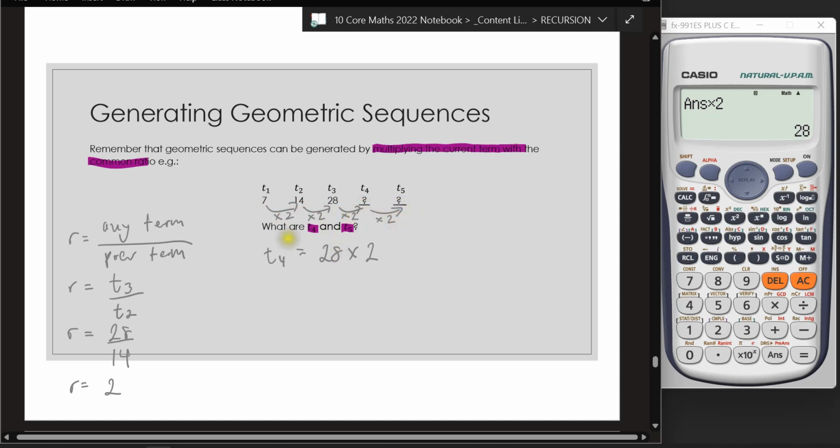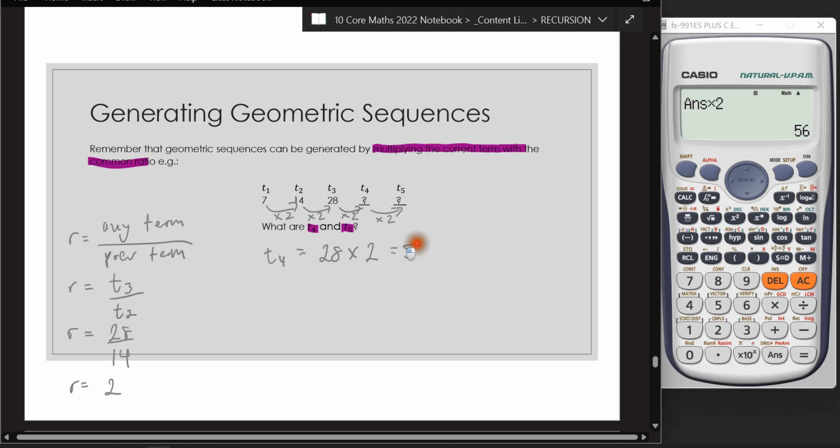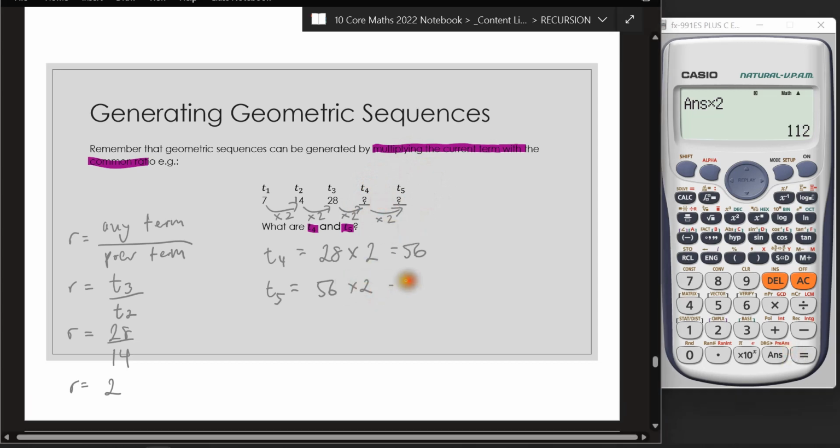Okay, so make sure you show your working out like this. So in this case, term 4, let's press enter here, is 56. Okay, and then term number 5 is the same thing. It's going to be 56 times 2. So term number 5 is whatever term 4 was, times 2. So 56 times 2. Press enter on my calculator. 112.